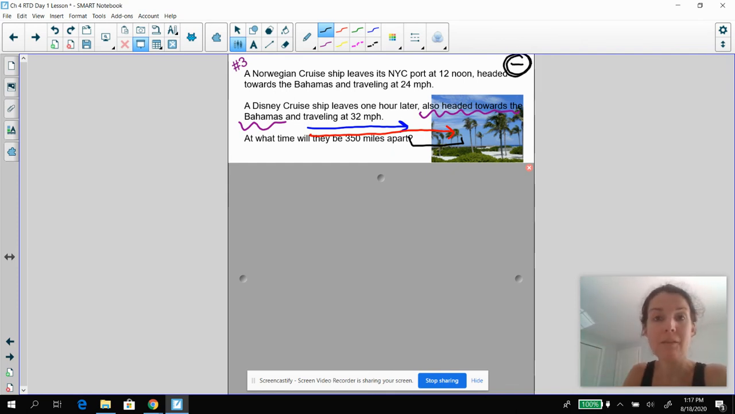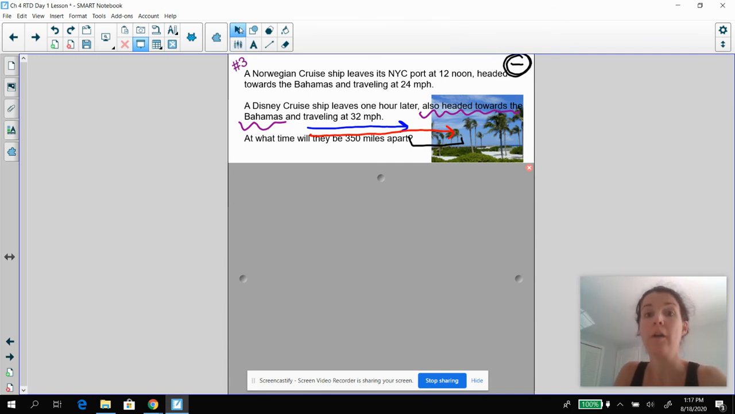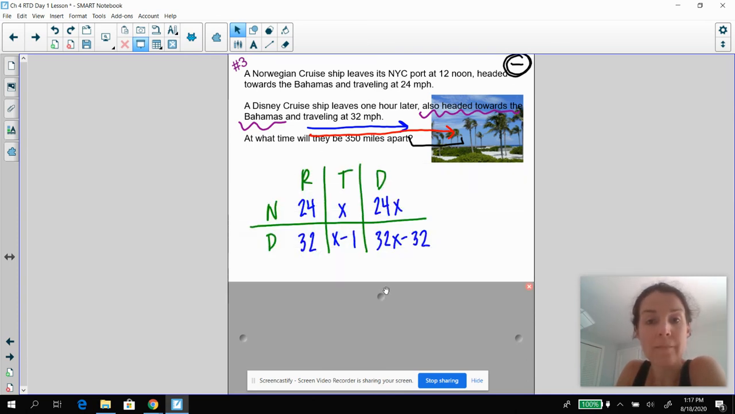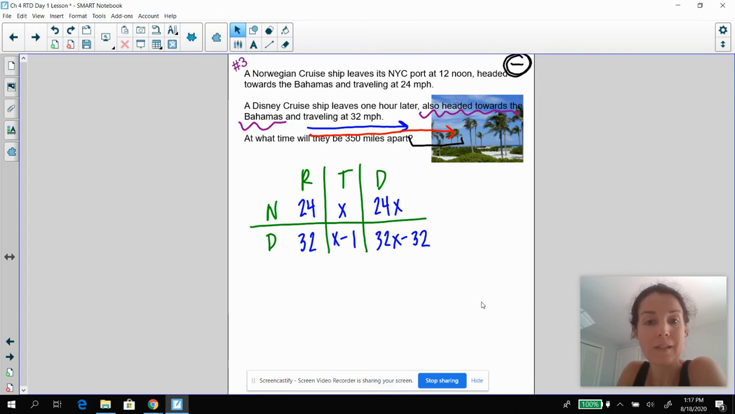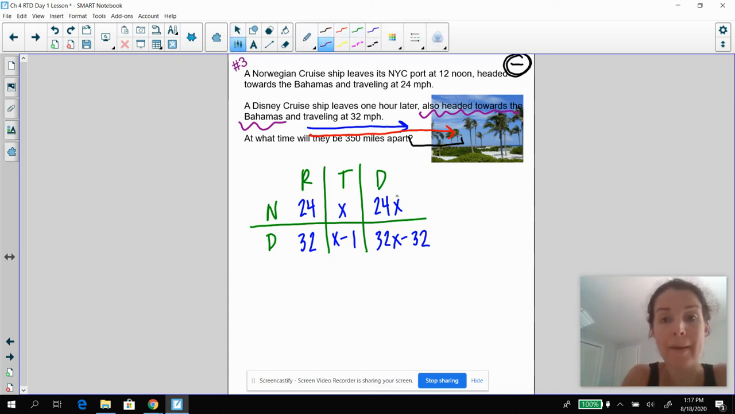Same thing here, pause the video. All I want you to do is make your RTD chart. Go! Okay, we're back. I want to see your RTD chart, and hopefully it looks something like this. So what I care about now are my 2 distances. So I've got 24x and then 32x minus 32.